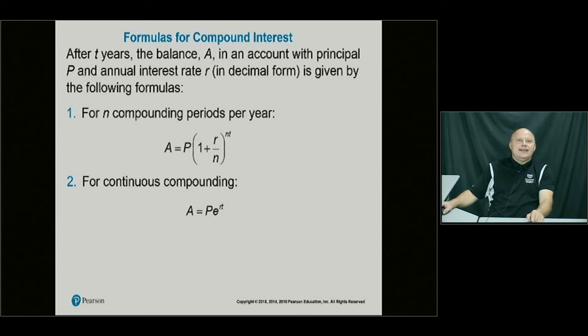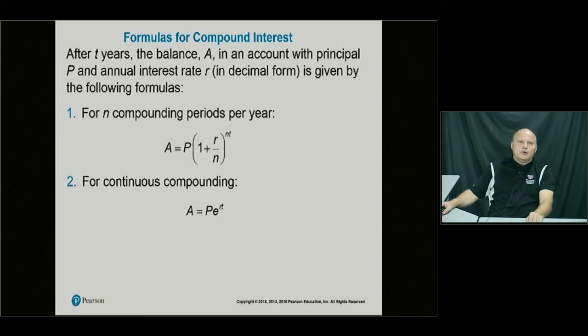Then for continuous compounding, notice the e there, that natural base. So A equals P times e to the rt power. So these are two types of compounding. And to be quite honest with you, they're very close in the amounts that you get. If you use one versus the other, the continuous is a little bit more than the compounded periods per year on the number one, but not by much.